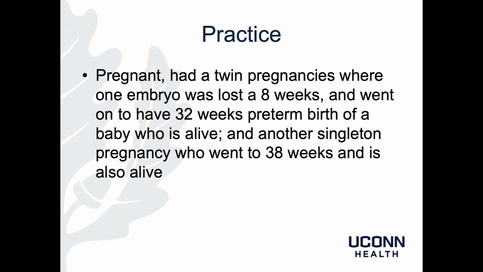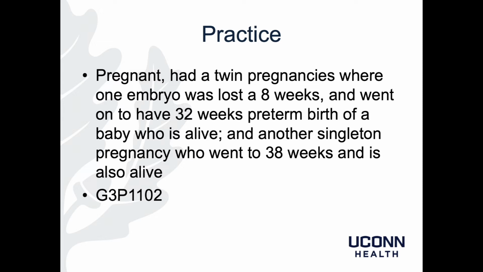All right, let's flip this around, and I'm going to give you the history, and then you come up with the G's and P's. So, a patient who is currently pregnant. She had a twin pregnancy where 1 embryo was lost at 8 weeks, and then she went on to have a 32 weeks preterm birth of a baby who is currently alive. And she has another singleton pregnancy in the past who went to 38 weeks, and that child is alive. All right, so let's think about that. She's pregnant. These are her pregnancy histories. What are her G's and P's?